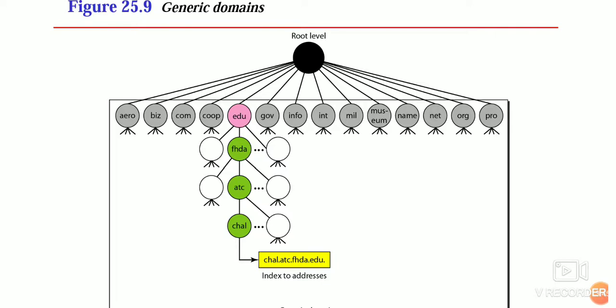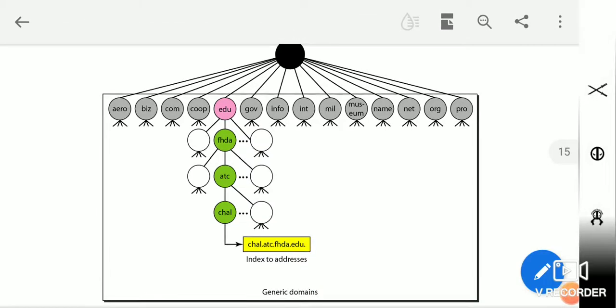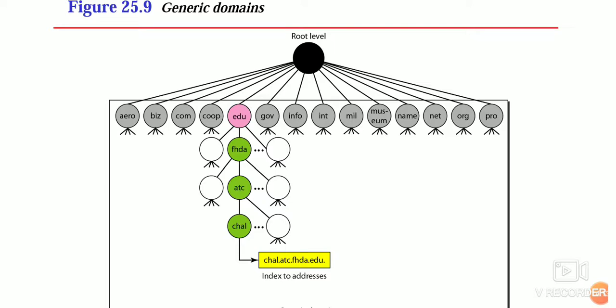For example, how will domain name resolution go if I have a URL? Say I have shal@atc.fhda.edu. Now how will it go? It will go to the root, and from the root it will reach edu. From edu it will reach fhda, which is the secondary domain. From there it will go to a place called atc, and then it will go to shal. This is called an index to the address. So these are generic domains.